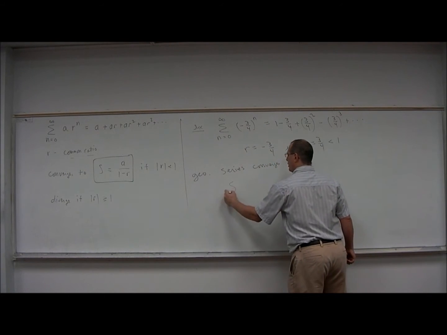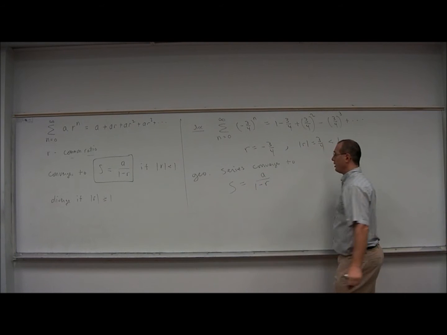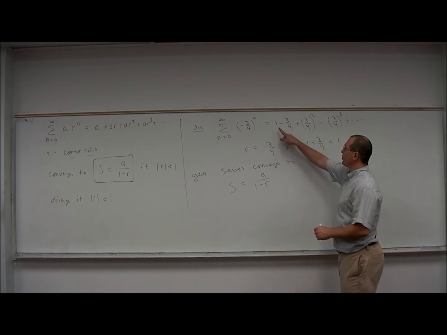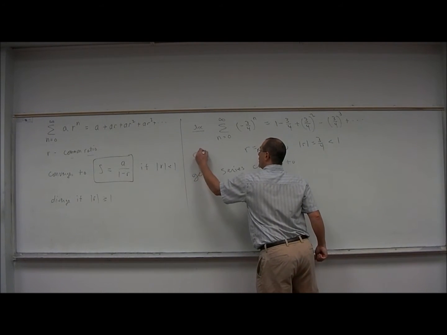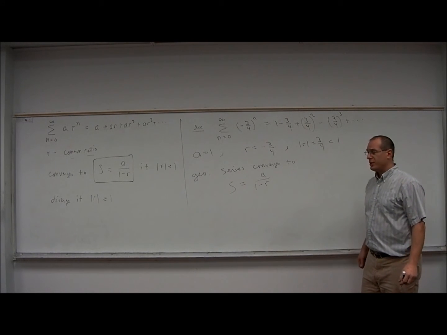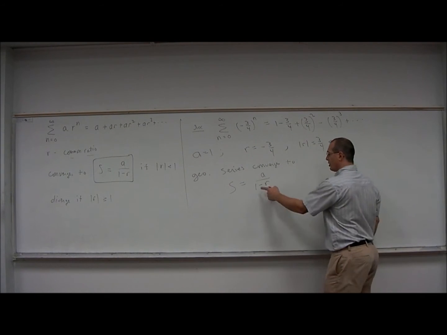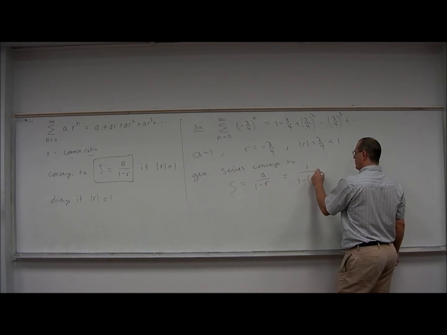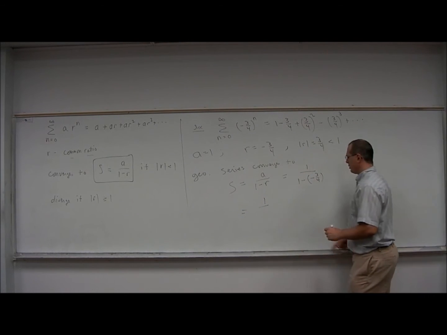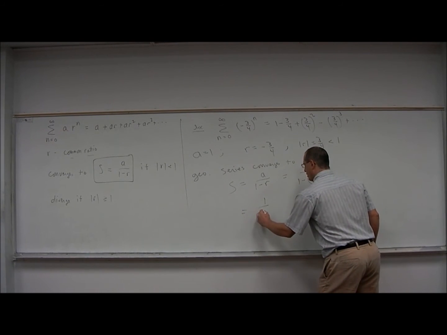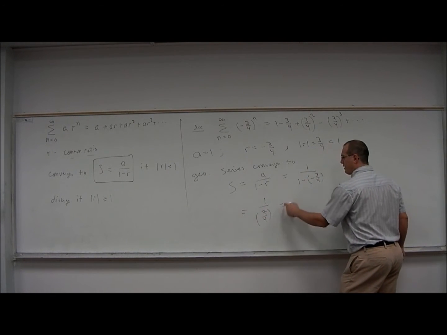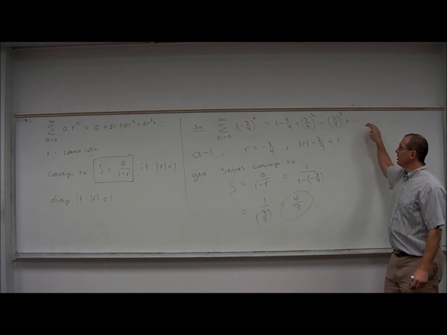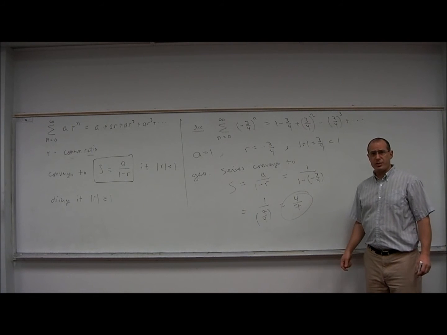And the sum is given by the formula a over 1 minus r. R is negative 3/4, and a is equal to 1. A is 1. That's the first term of the geometric series. So let's figure out the value of the sum. 1 over 1 minus negative 3/4 is 1 over 1 plus 3/4, which is 7/4. So the reciprocal of 7/4 is 4/7. So this infinite series will converge to 4/7.